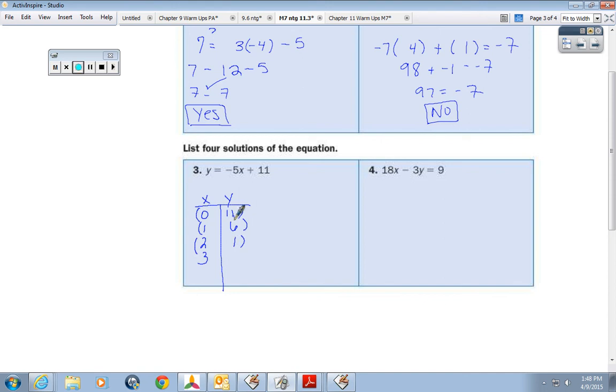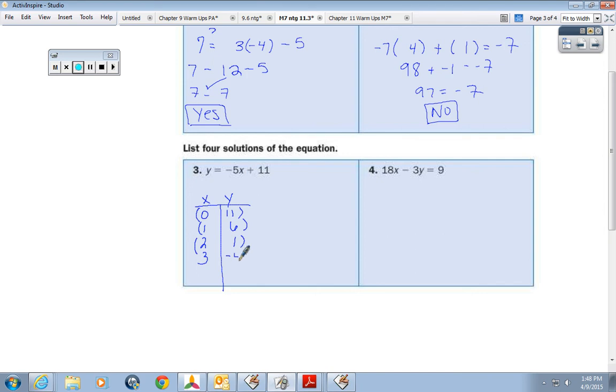Now, when I replace x with 3, what is negative 5 times 3? Negative 15, and then negative 15 plus 11 is negative 4. Okay? There are your 4 solutions to that equation.